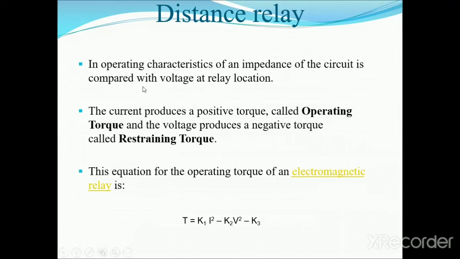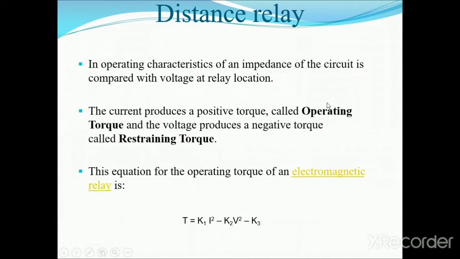The operating characteristics of an impedance relay: the impedance of the circuit is compared with the voltage at the relay location. Next, the current produces a positive torque called the operating torque, and the voltage produces a negative torque called the restraining torque. In that we have the current coil and the voltage coil.